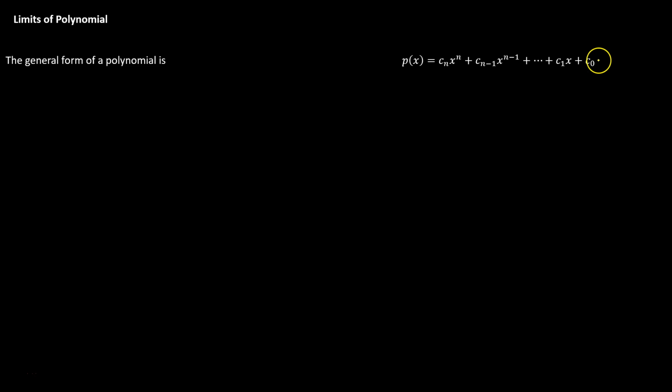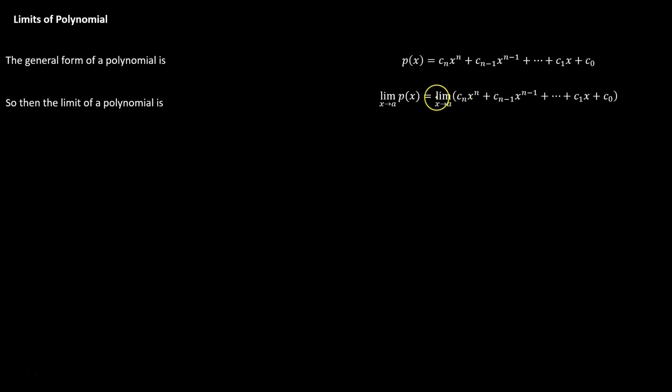So we have our general form of a polynomial, and we're going to talk about how to calculate the limit for any polynomial. If I want to take the limit of some polynomial p, so my function is called p, and my general form is this long expression of terms added together, then I can just take the limit of that same long expression of terms added together.